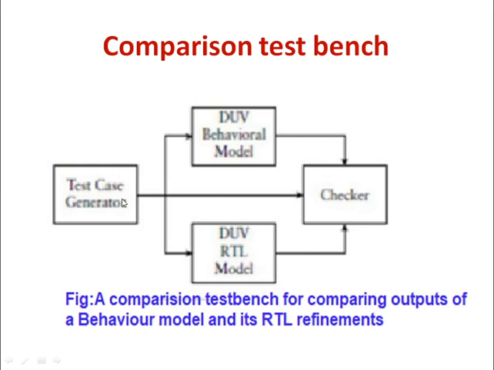Use the test case generator to provide test cases to two instances of the design under verification. One is an instance of the behavioral model, and the other is an instance of the RTL model. The checker then compares the outputs of the two instances, making any necessary adjustments for timing differences.